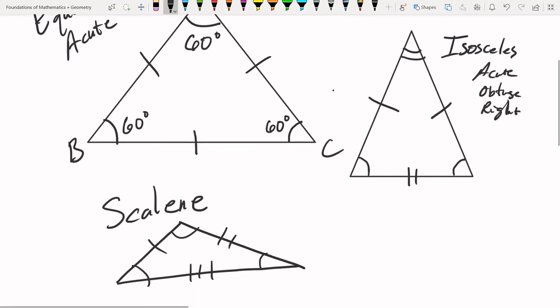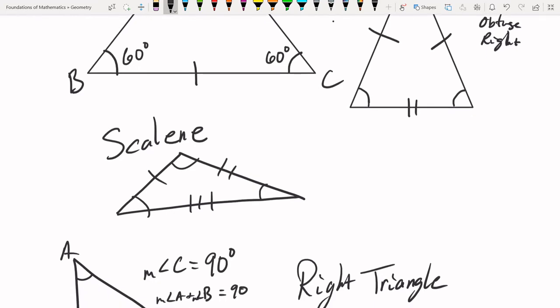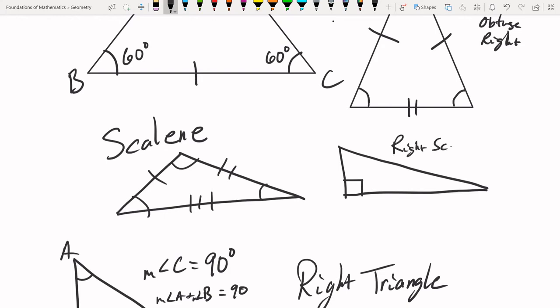And the scalene triangle, I feel like scalenes are typically obtuse, but they could be acute, of course, and right as well. I can make a right scalene triangle. This right here has no sides that are equal and one right angle, so this would be a right scalene. So yeah, scalene can have right, obtuse, or acute.